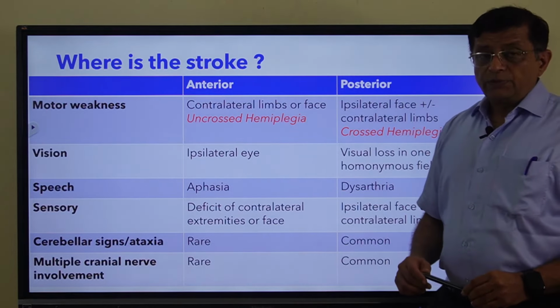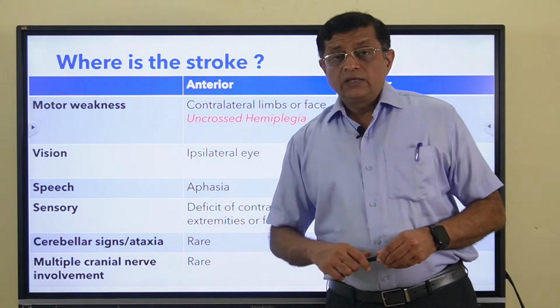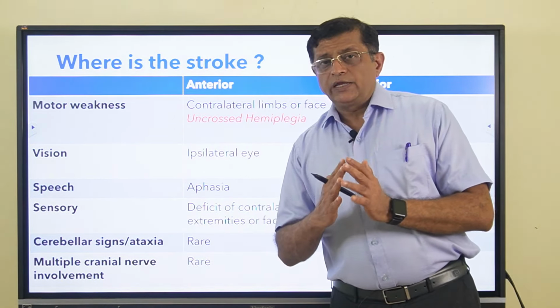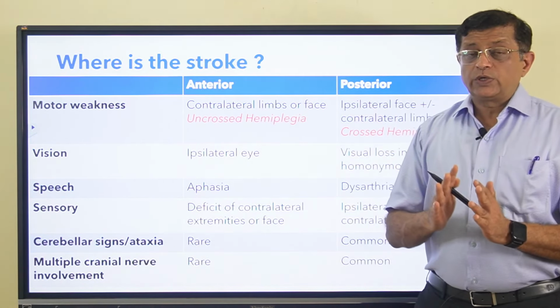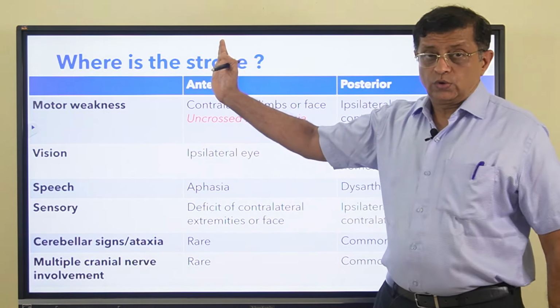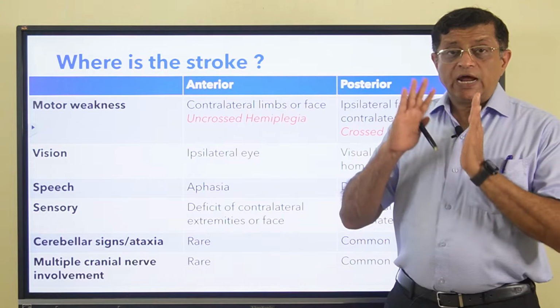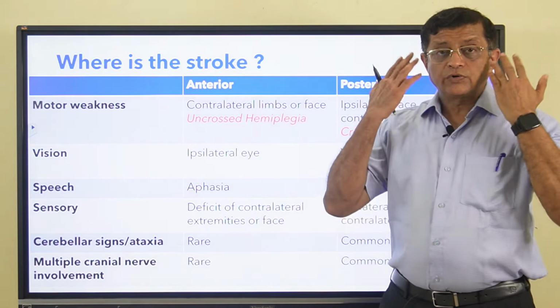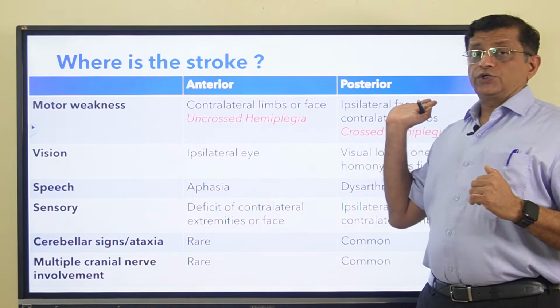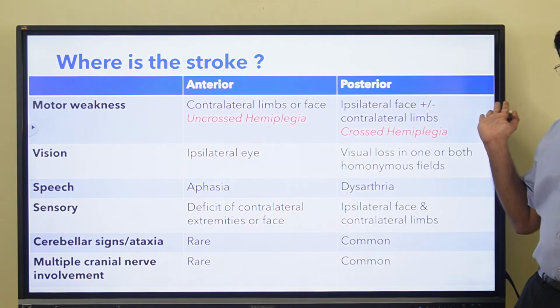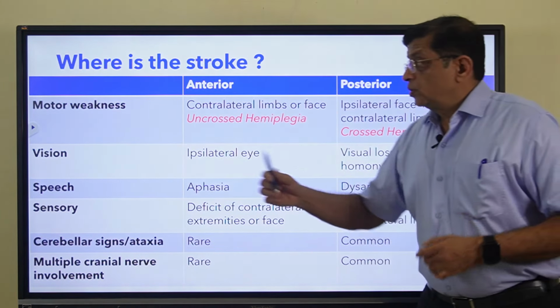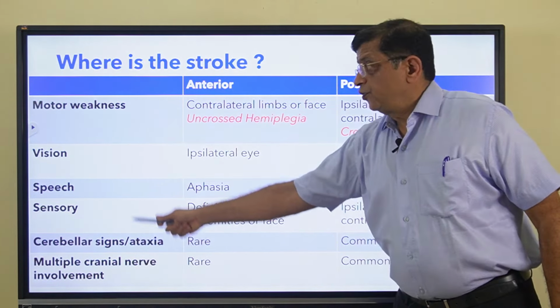Once you determine that the patient has a stroke, then in short time, please assess where the stroke is. Whether it is in the anterior circulation, meaning internal carotid artery circulation, or posterior circulation, meaning vertebrobasilar circulation. So consider these few points.